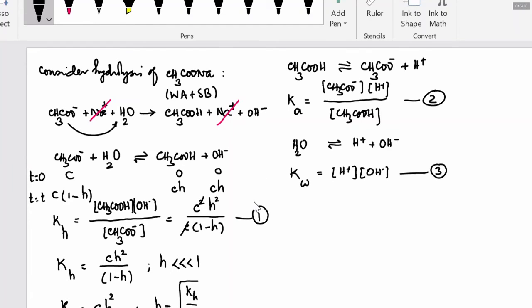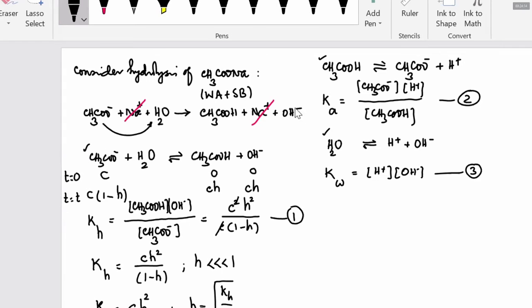What is that equation 1? This is equation 1 corresponding to this one. So manipulate equation 2 and equation 3. This equation and this equation we have to manipulate so as to get this one. Or you say, sir, I will take any two to manipulate the third one. No problem, go ahead. If you do so, we'll get something, and that something is KH is equal to KW by KA.